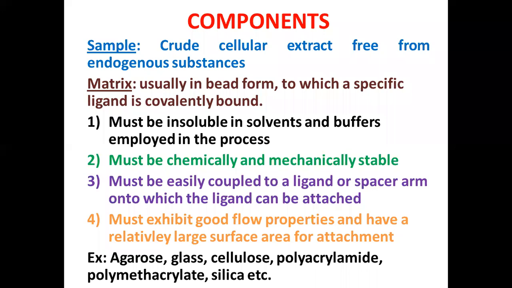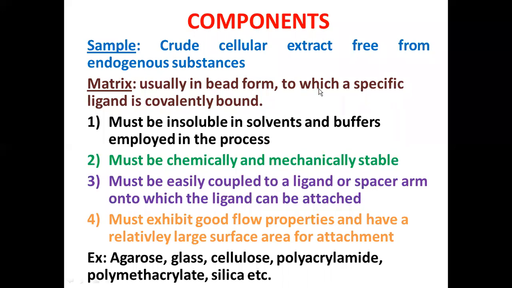Whatever matrix you use, it must exhibit good flow properties and it should have a large surface area. Only then can the maximum retention of the ligand over the surface of the matrix be expected. The covalent linkage between the ligand and the matrix can be expected to a maximum extent whenever the surface area of the matrix is large and it possesses good flowability. If it possesses good flowability, it will be very easy to remove the matrix out of the chromatographic column, recondition it and reuse it.